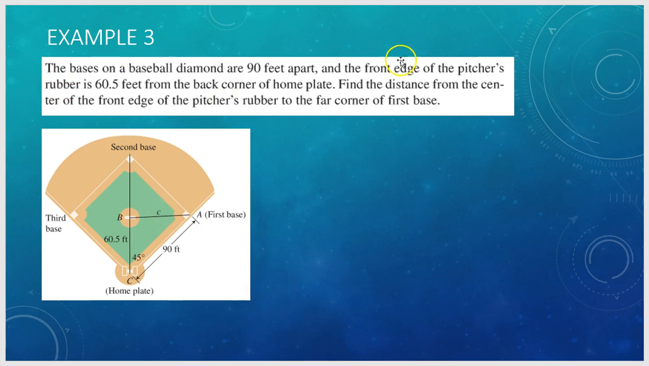Now the original problem did not tell us that we have a 45-degree angle in here, but the diagram has given us that information. I do want to point out though that we should not just be assuming that this is a 45, 45, 90. In fact, it's not, because the pitcher's rubber is not exactly halfway between the first and third base. So that's why we're going to have to use our newer techniques, law of sines and law of cosines, to solve for this one.